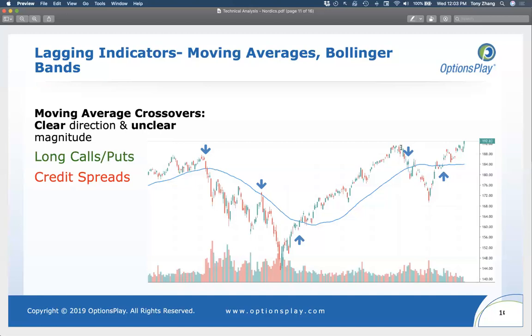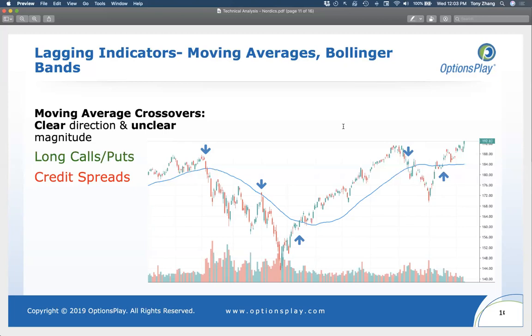That's not always obvious. So next time you see a moving average crossover, don't just go out there and buy a call or a put or a debit spread. Think to yourself, what other views do I have on this stock? Does that help me understand whether I think this move is going to be very fast or slow? Because that's how you're going to determine the best optimal strategy for you.